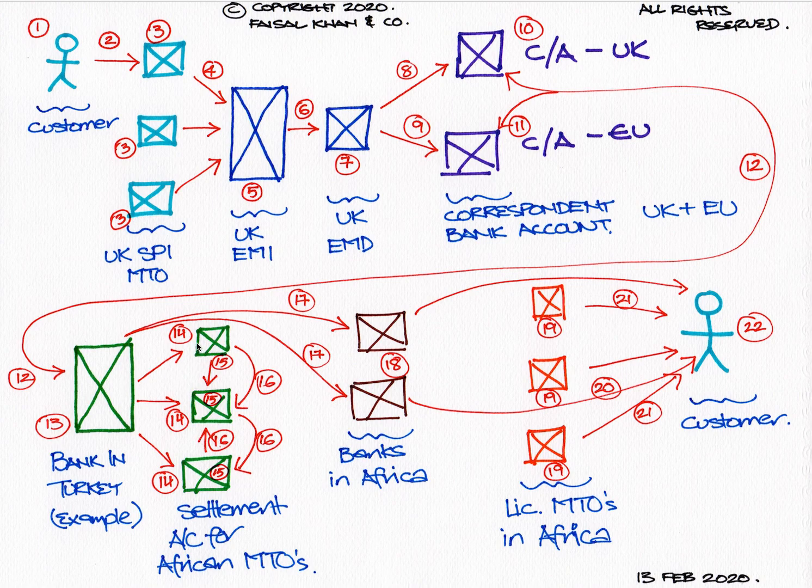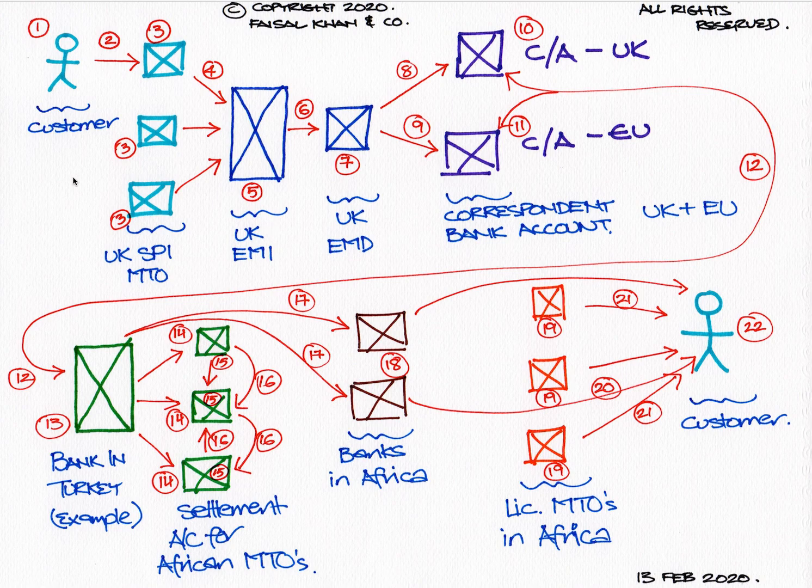Over here, they would have these small accounts within themselves. The Turkish bank would have accounts within themselves for various money transfer operators in Africa. So let's say a Nigerian money transfer operator could have its settlement account in Turkey. A Tanzanian money transfer operator could have its account in Turkey. Let's say one based in Ghana could have its settlement account in Turkey. And these could be multi-currency accounts. They could be Turkish lira, they could be US dollar, they could be euros, and so forth.